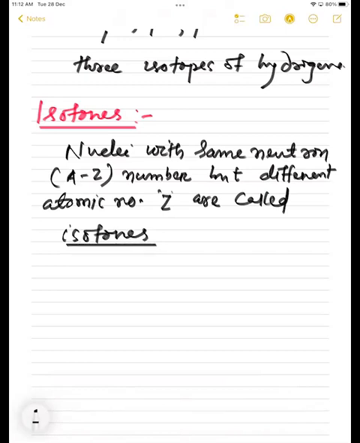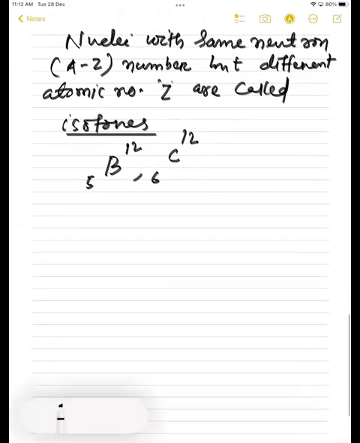Let's take an example of isotones: boron 5, 12 and carbon 6, 12. Both have 7 neutrons, since 12 minus 5 and 12 minus 6 both give 7, and they are isotones. Yes or no? Next, let's go to isobars.